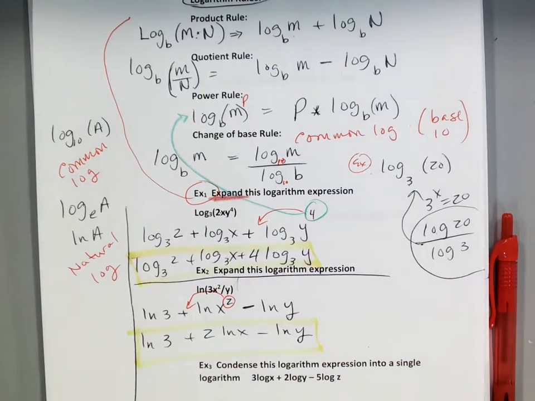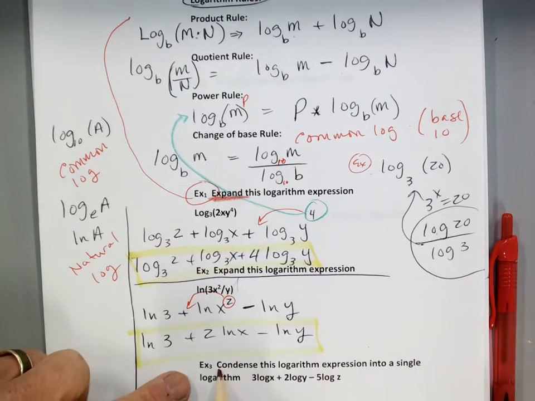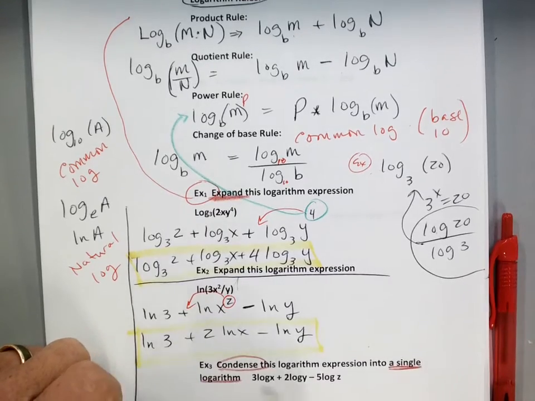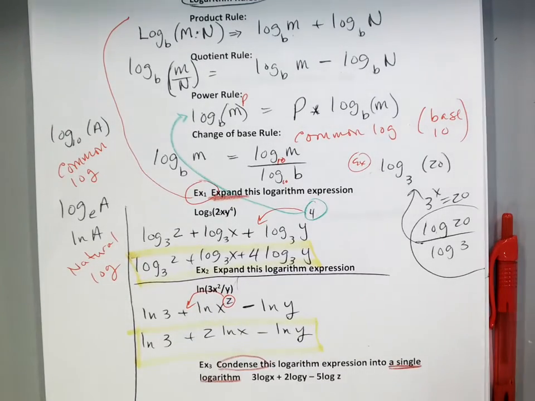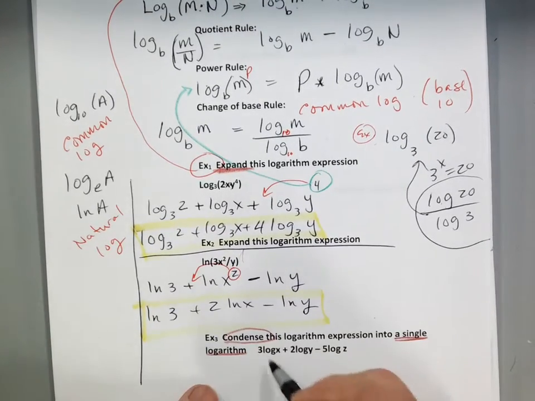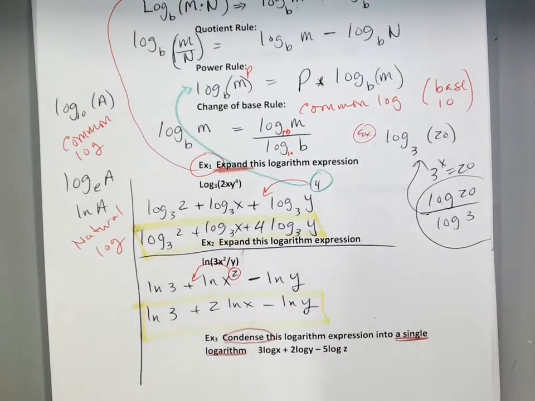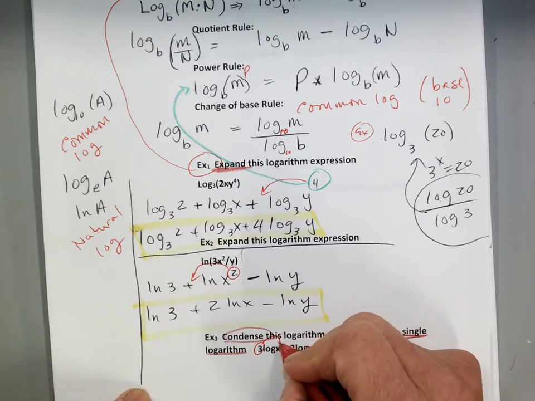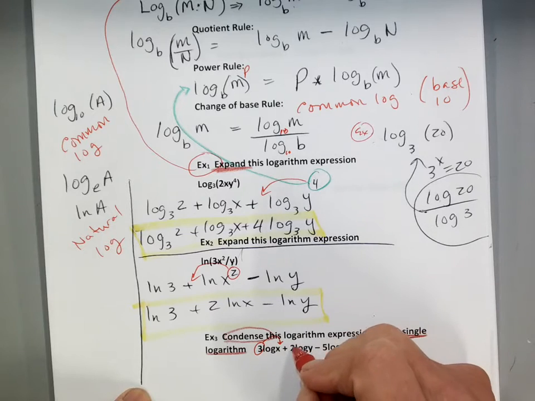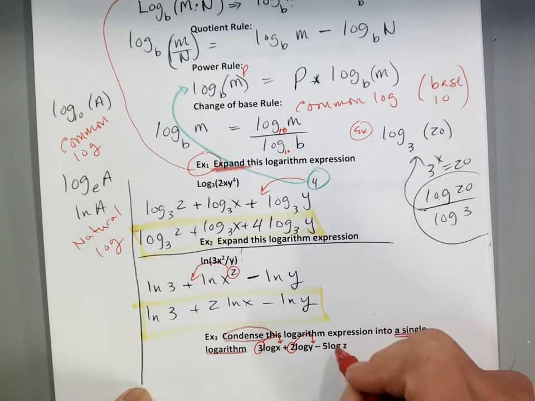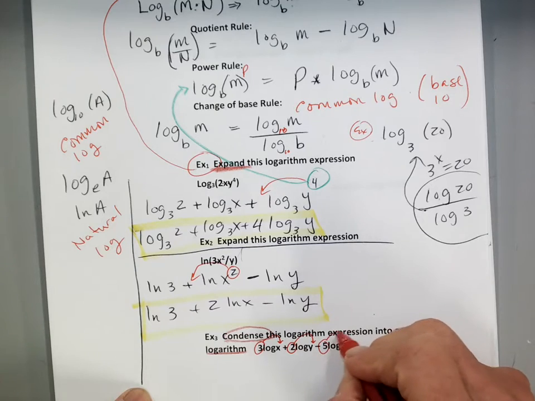Okay, now let's go and do the opposite. So the opposite says condense. So we're going to rewrite it as a single logarithm. Okay, so what we want to do is just the opposite. First of all, these right here, this 3 was an exponent that got floated down, so we're going to bring it back in. This 2 was an exponent, so we're going to float it back in. This 5 was an exponent, so we're going to float it back in and bring it down, okay?